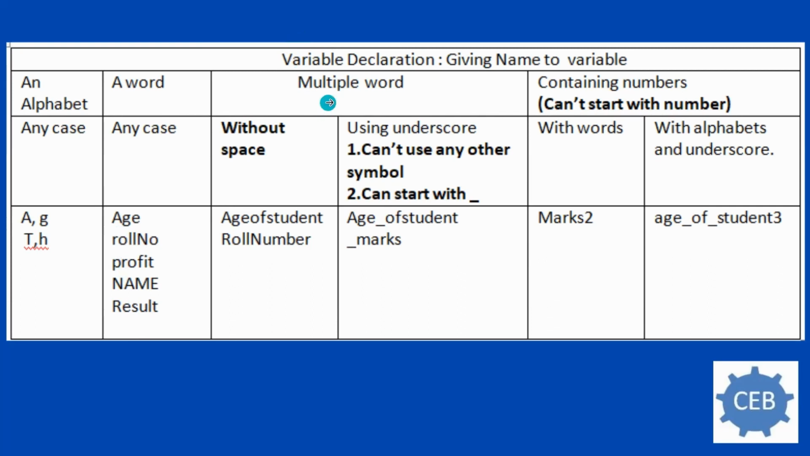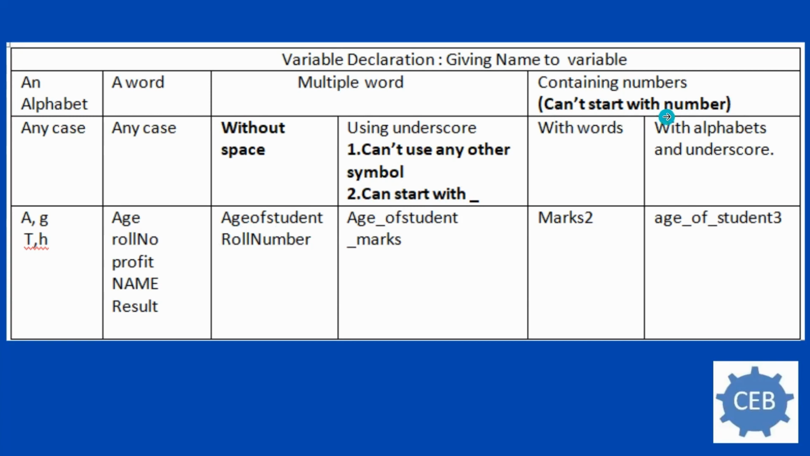We can have a variable name consisting of multiple words. For example, we want to write age of a student, but here we cannot use space as a special character. Here we are having multiple words, and in between them we are having spaces. But for age of a student, I cannot put space. Instead of that, I can use underscore. So underscore is the special symbol that we can use for writing a variable name.